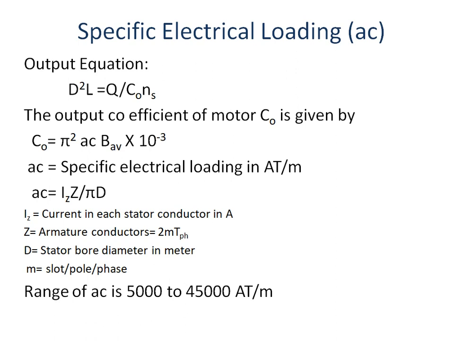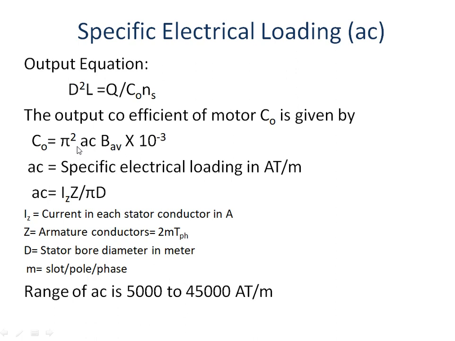So the output coefficient of a three-phase induction motor is given by π² AC BAV × 10⁻³, where AC is known as the specific electric loading or ampere conductors of the induction motor. BAV is known as the specific magnetic loading, or it is also the average flux density in the air gap.